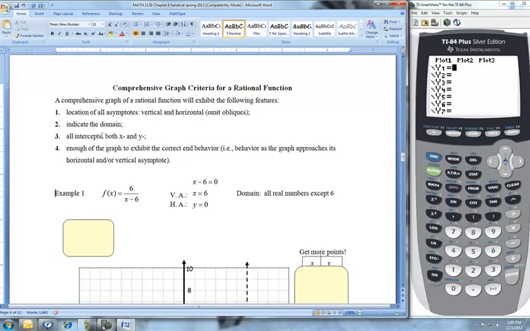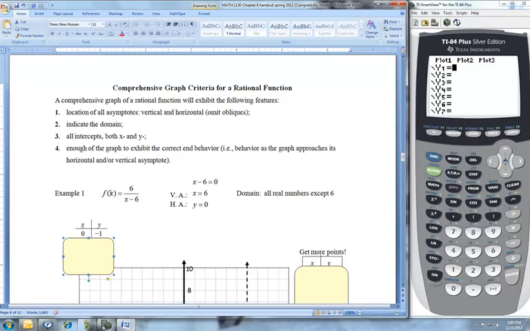Number 3, all intercepts, both x and y. First one I usually find is I let x be 0. If you let x be 0 right here, you end up with 6 over negative 6. So that will give you a negative 1. Let's see if I did that. There's that one.